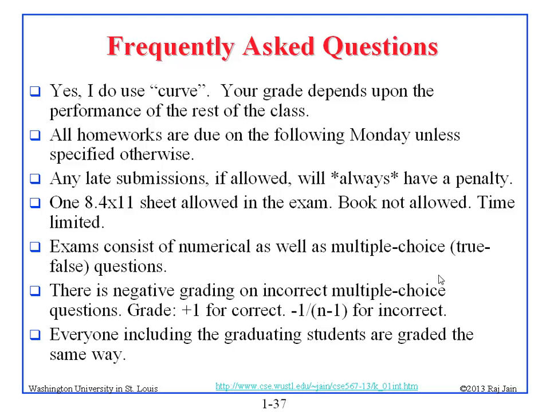So a few more details about the course. I do use a curve. My curve is simple, very simple. If there are 18 people in the class, 9 will get A minus or better, and 9 will get something below A minus, which is B plus or below. We cannot give more than 50% A's.